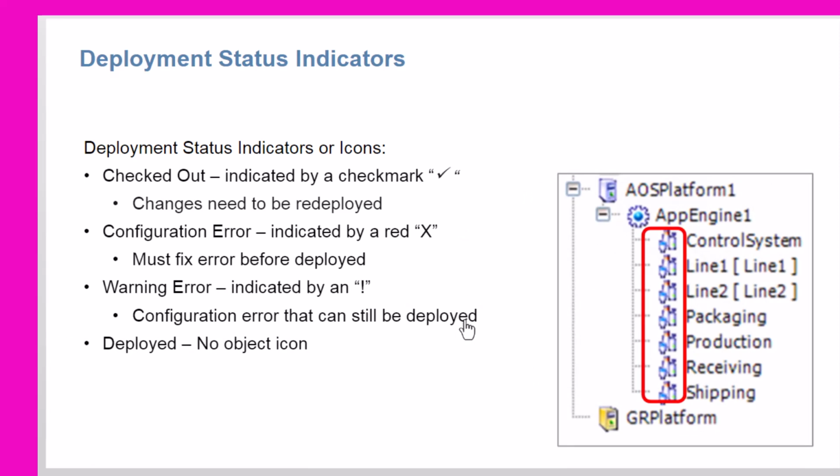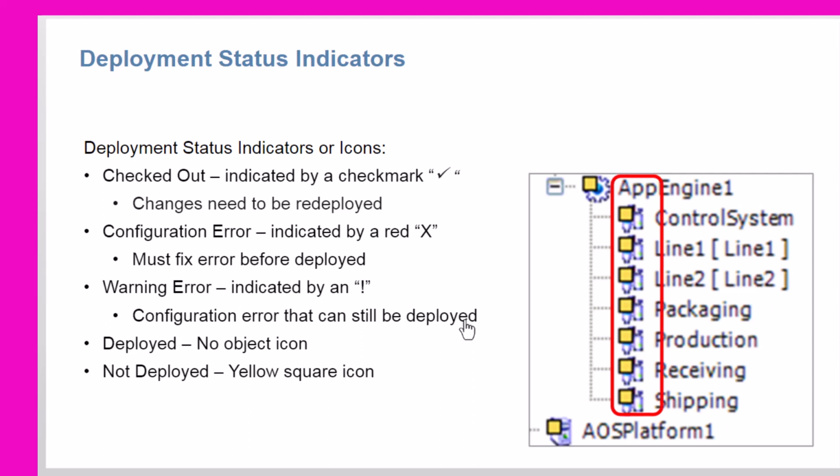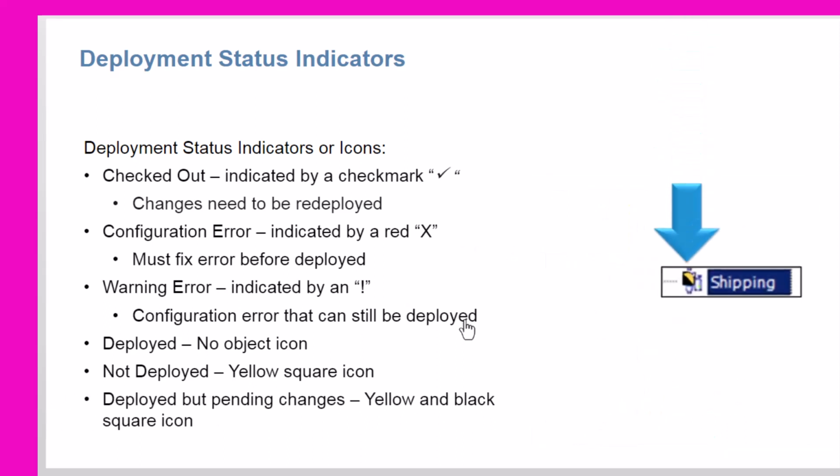Deployed. When an object is deployed, no status icon is displayed. Not deployed, as indicated by a yellow square. This means an item has never been deployed or was undeployed. Deployed but pending changes, as indicated by the yellow and black square. Means an item is deployed, but there are pending changes that still need to be deployed to runtime.